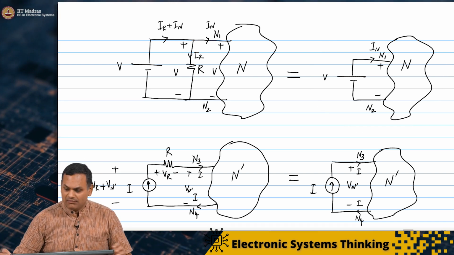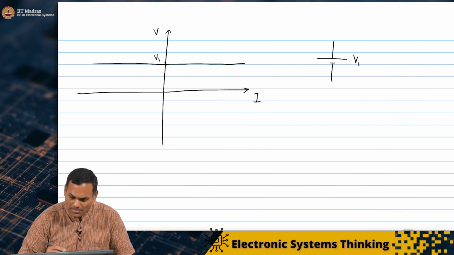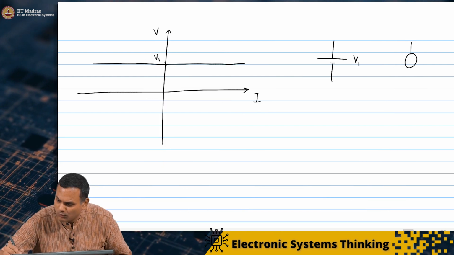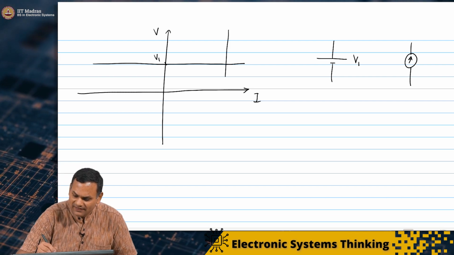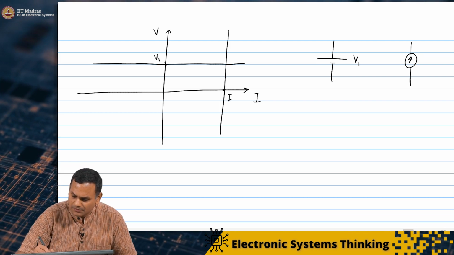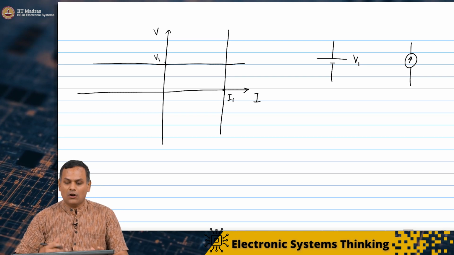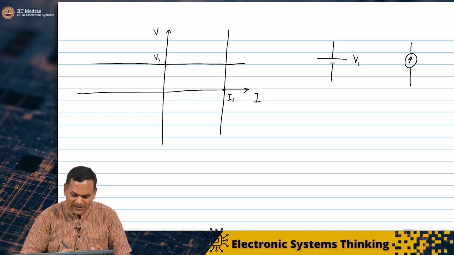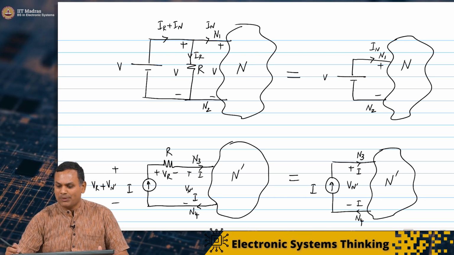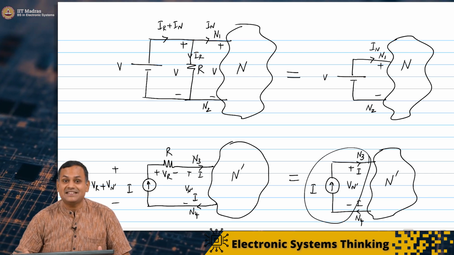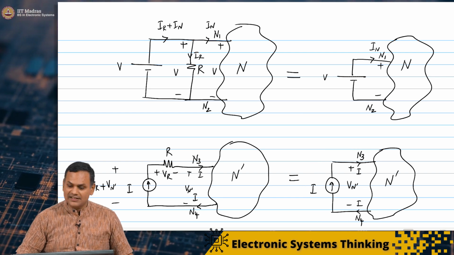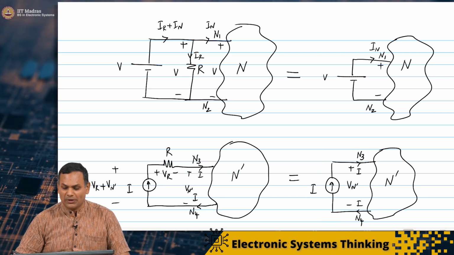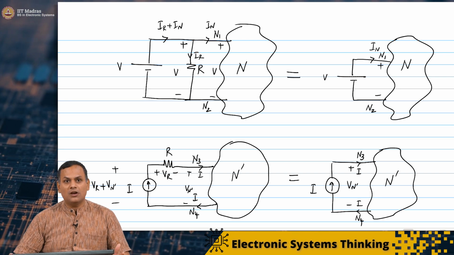And similarly, if you take the current source I1, it will have a characteristic like this. As long as that same current I1 is being fed to the terminals of n prime here, the state of n prime will remain the same. So, it turns out that this is a very useful property to solve networks.